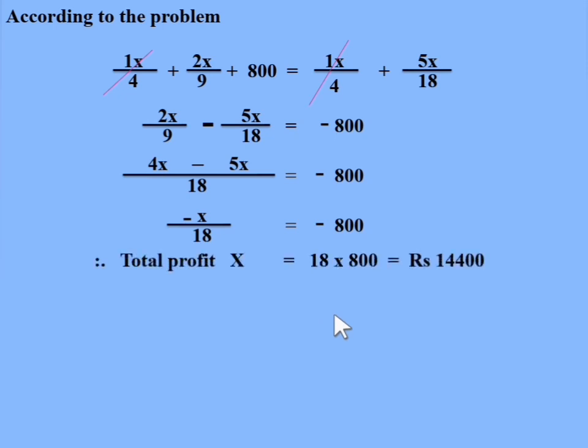So therefore total profit, we have assumed that total profit was x. So total profit x is equal to, we have to multiply 18 and 800. So 18 into 800 is equal to 14,400. So the total profit was rupees 14,400.